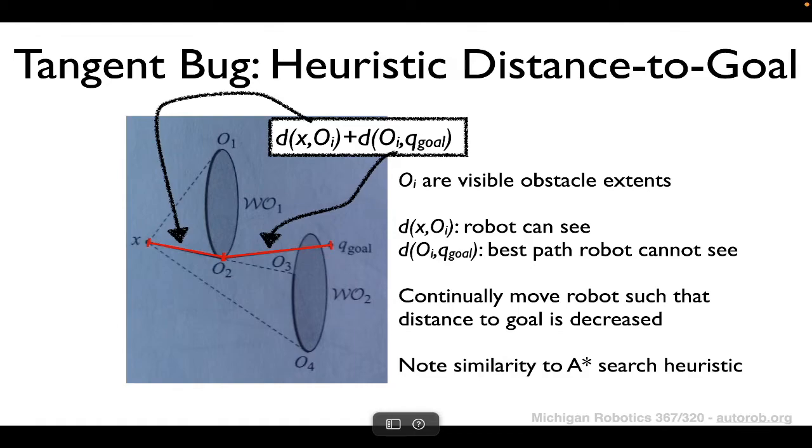And so this is similar thinking to the concept behind A-star search, which you'll remember from our earlier assignment. So within this heuristic, there's two components. We have this first component, D, the distance between the robot configuration and extent I. So for example, this red segment, which is shown where my cursor is, illustrates this distance between X and the O sub 2 extent. Whereas the second component within our heuristic is illustrated in the second segment where my cursor is. So it's the distance between this obstacle extent O sub 2 and the goal.